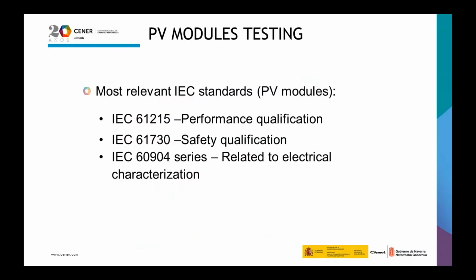The most relevant IEC standards used for PV modules are the IEC 61215 to qualify the performance of the PV modules. Then we have the safety qualification standard, the 61730, and then we have the IEC 60904 series, where the characterization of PV devices from different characteristics is performed.